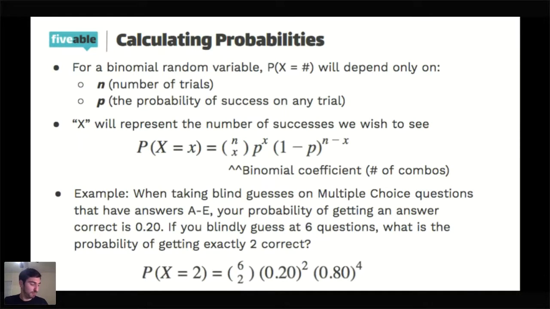Let's see if my calculator's working again. So we're back. 15. I'm actually going to get the answer here and then show us another place to get it. Times 0.8 to the fourth. Oh, there we go. 0.2456. That sounds about right.